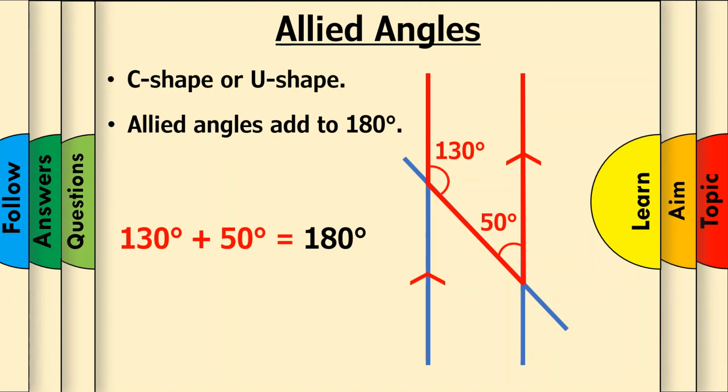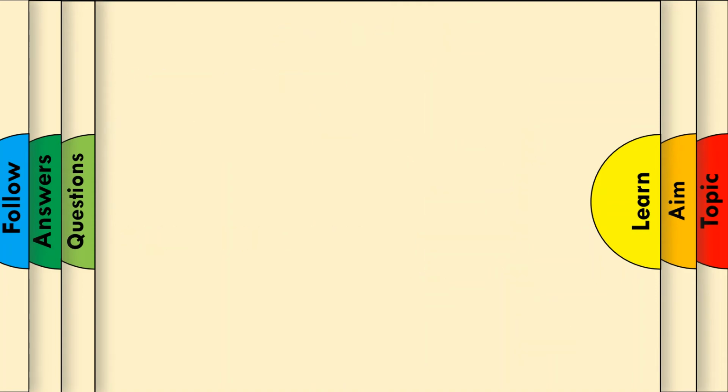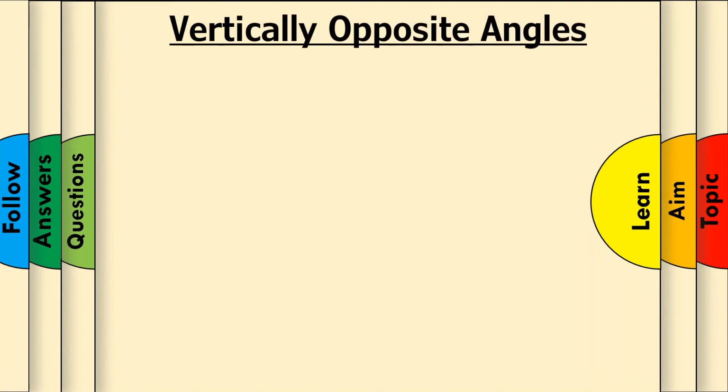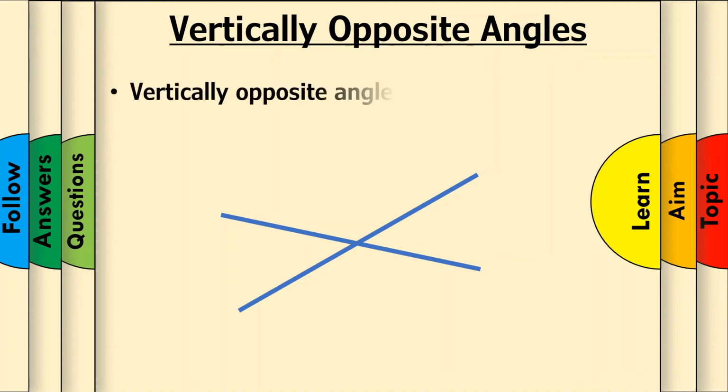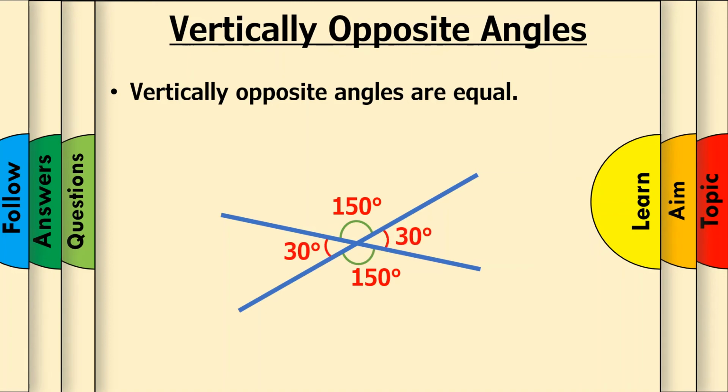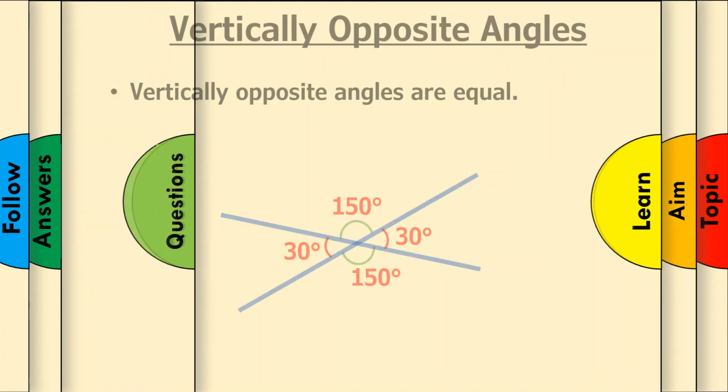Finally, the angle you've all been waiting for, the bonus angle. Vertically opposite angles. They are by far the easiest angle to spot because it doesn't involve any parallel lines at all. In fact, they can be two random lines that just cross each other, like so. Vertically opposite angles are equal. This means that the two opposite angles are equal. In this case, we have two 150 degree angles and two 30 degree angles. Simples. To make sure you've understood these angles properly, here are some questions.